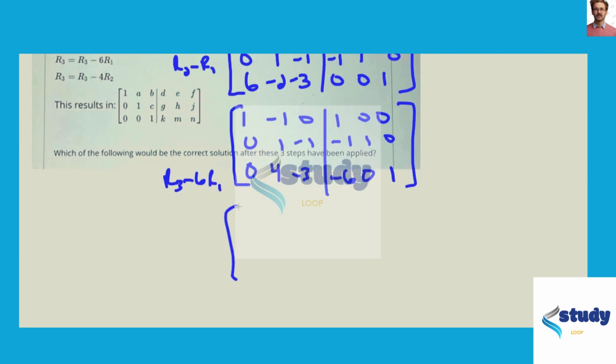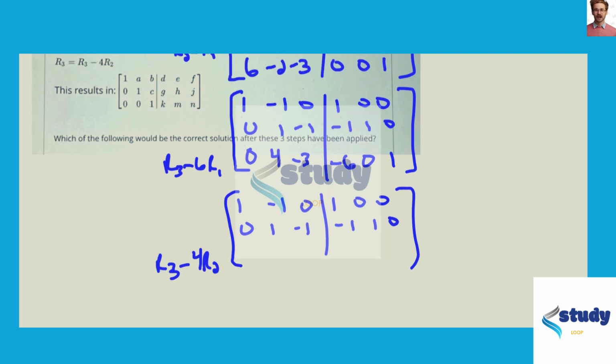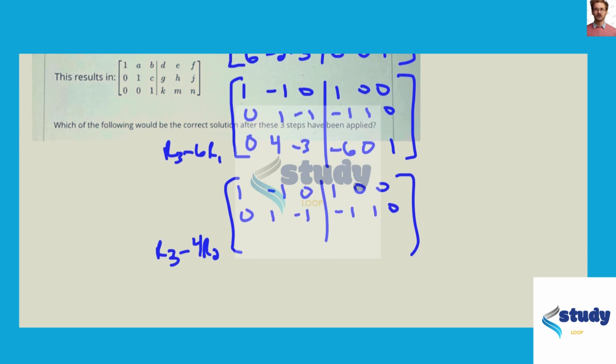And then our last step would be to replace row 3 with row 3 minus 4 times row 2, which would mean rows 1 and 2 are unchanged. Now we get row 3 minus 4 times row 2: 0 minus 0 is 0, 4 minus 4 is 0, negative 3 minus 4 times negative 1 would be negative 3 plus 4, or 1. Negative 6 minus 4 times negative 1, or negative 6 plus 4, would be negative 2. And then 0 minus 4, and then 1 minus 0.